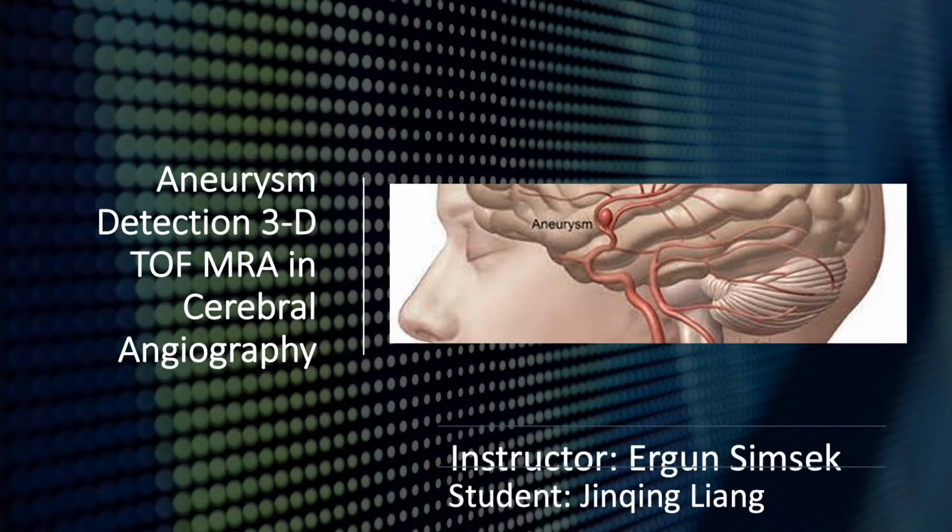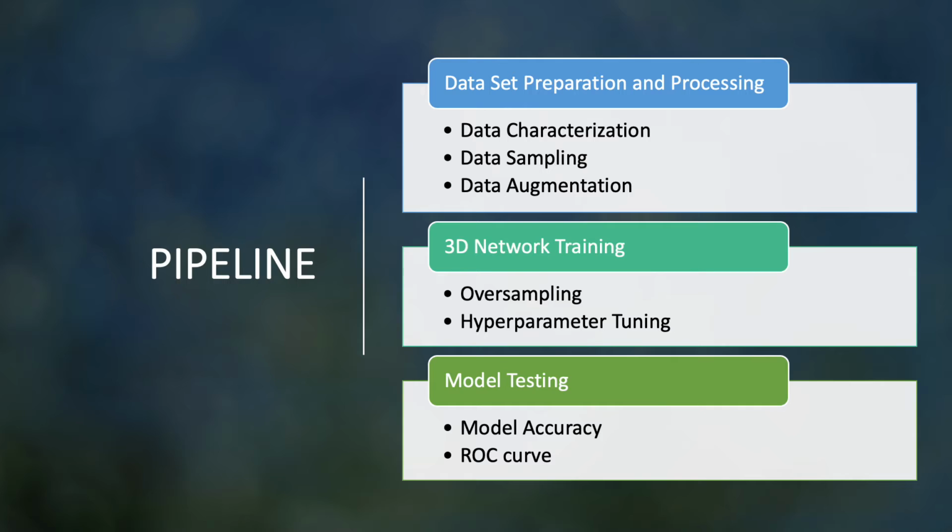Here I will continue to talk about my capstone project, brain aneurysm detection using a 3D cerebral angiography dataset. I will focus on the three parts in the deep learning pipeline. First, I will talk about the dataset and its processing. In this part, I will focus on the data characterization, data sampling, and the data augmentation. Second, I will introduce the method used for 3D network training, which includes dealing with unbalanced data by oversampling and hyperparameter tuning. Finally, I will show the result of the model performance.